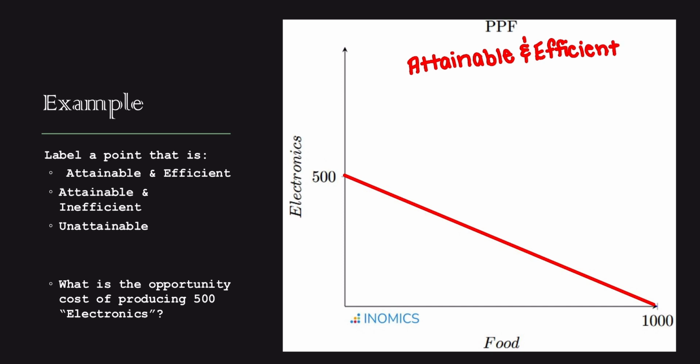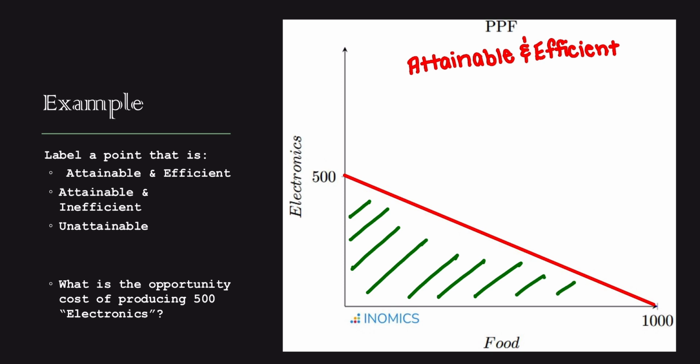Underneath the line, in this area down here, this entire area is attainable and inefficient. And this is because the economy should be doing better based off of the materials and the resources that it has readily available. There are people that are unemployed that want a job. There are machines and factories that aren't being used, whatever it might be.